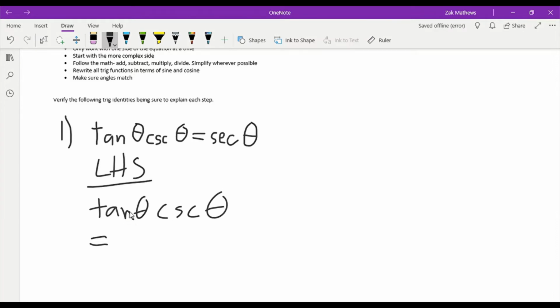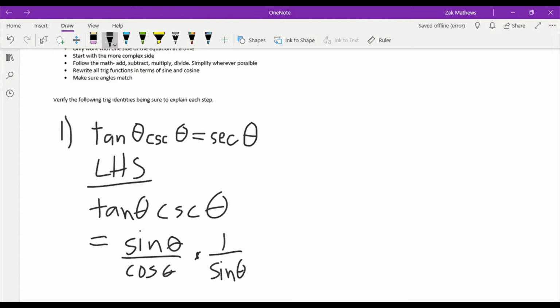We're kind of comparing apples and oranges right now. It'd be really nice if we had all the same trig function to be able to relate, and that's why a lot of times we want to write things in terms of sine and cosine. So I know that I can write tangent as sine theta over cosine theta. And to do that, I have to use the quotient identity, and I'll write that in just a second. And at the exact same time, I'm going to change cosecant over. Cosecant is 1 over sine theta.